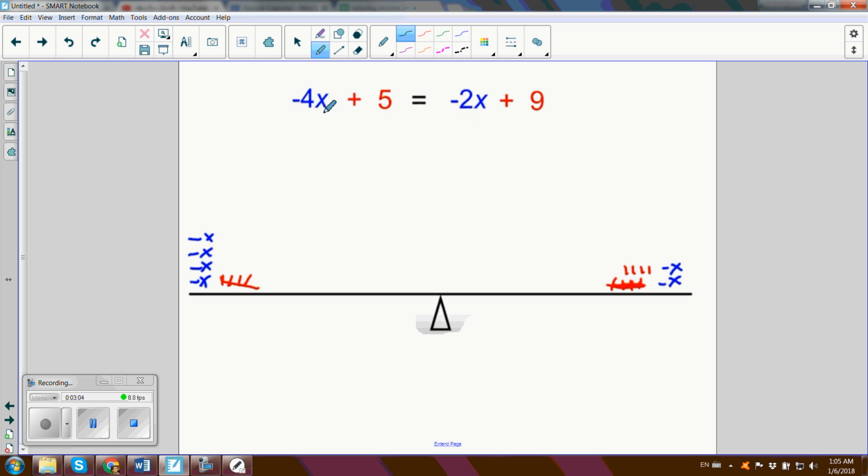Okay? Which is greater, negative 4x or negative 2x? Negative 2 is actually greater than negative 4. By how much? By 2. So you've got 2x on the left and 0x on the right. Just an alternate way of thinking about it when you have variables on both sides of the equation.